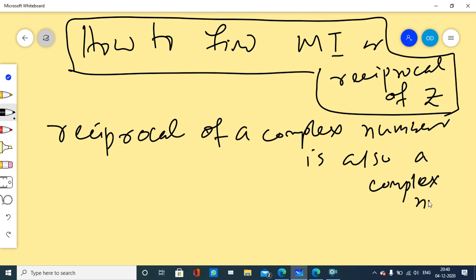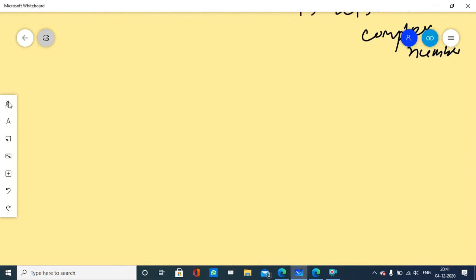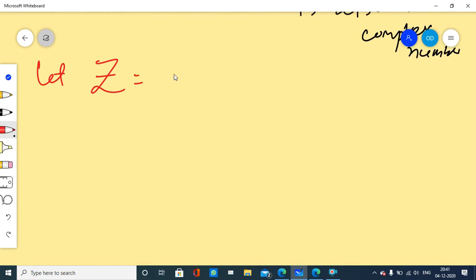If I take the reciprocal of a complex number, I will get another complex number. You get my point so far? So let's just learn to find the reciprocal of a complex number. Suppose I give you a complex number z equal to 1 plus 2i, and I want you to find its reciprocal. Reciprocal, or multiplicative inverse of z, means 1 by z.